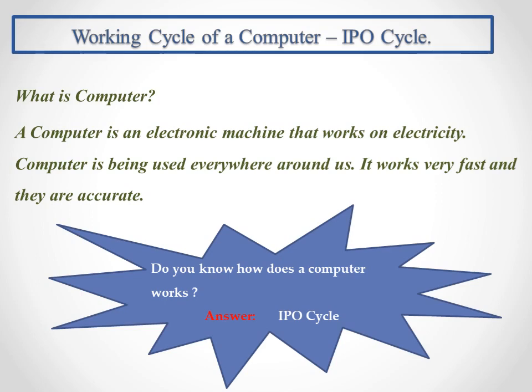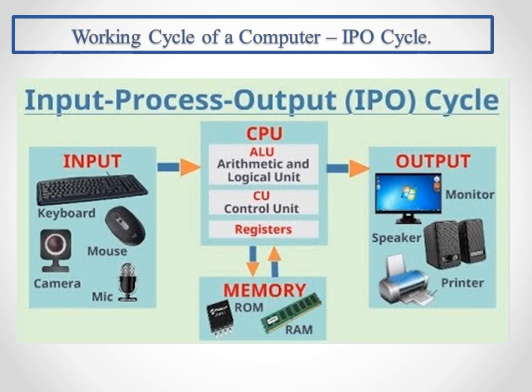So you also have to know how a computer works. How do we study in a school? We listen to the class, we write the homework, we write the classwork, we learn it, we get prepared, and we appear for our exam. In the same way, the computer works on a cycle called the IPU cycle. We will know the full meaning: what I, P and O stand for. I stands for input, P stands for process, and O stands for output.